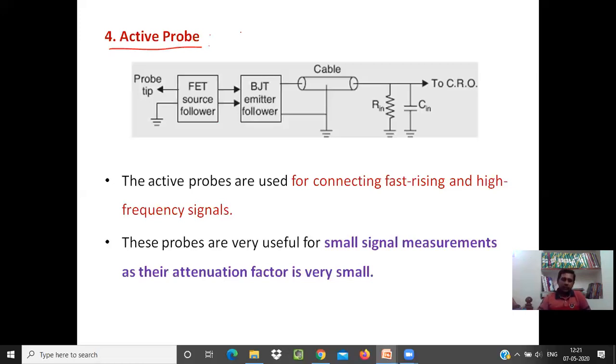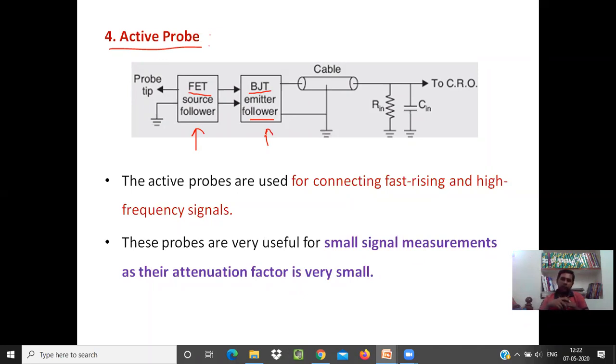Just now I explained active probes and passive probes. The 10:1 probe is called a passive probe, and the active probe is what we are going to see now. If you observe this construction, at the input side we have an FET source follower, and the second element is a BJT emitter follower. There are two circuits.